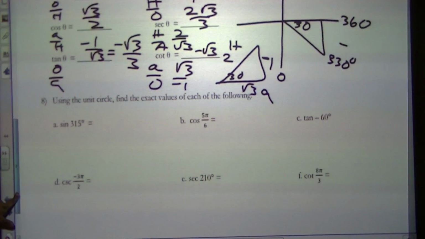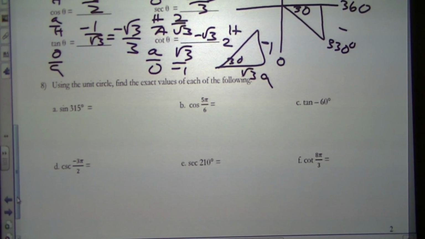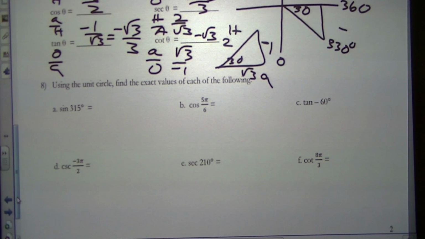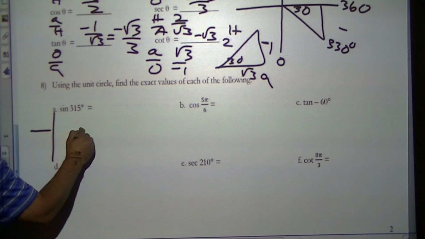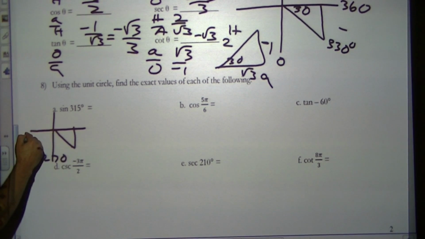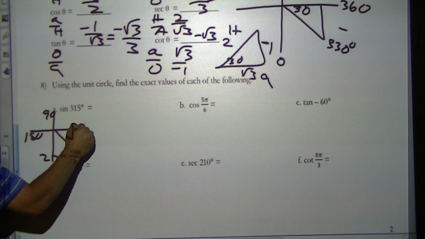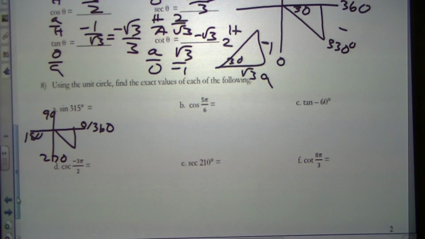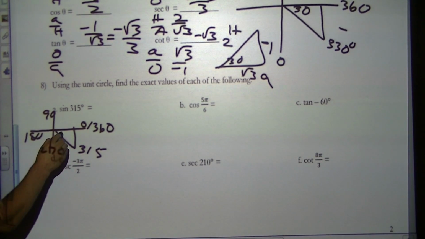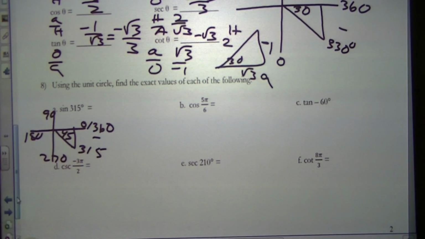All right, using the unit circle, find the exact values. Okay, so this is just a little bit more of a condensed version of what we just did. Okay, 315 would be down here. Okay, remember this is 270, this is 180, this is 90, this is the 0, 360 line. Okay, at 315, that would be a 45-degree angle from subtracting those two.